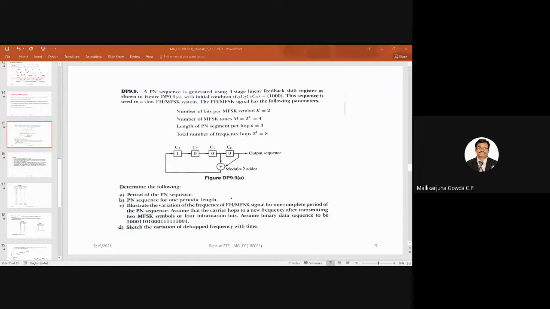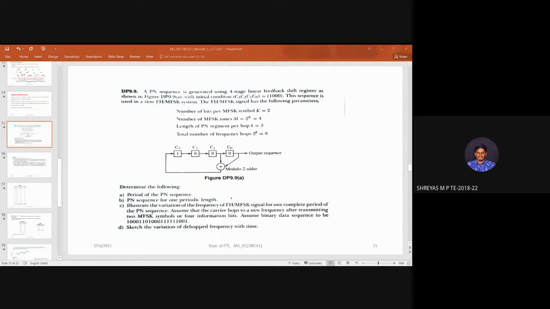Other people can. 1100. Output bit will be 0. Next, 0110. Output will be 0. Next is 1011. Output bit will be 1. Right. Next is 0101. Output bit will be 1.